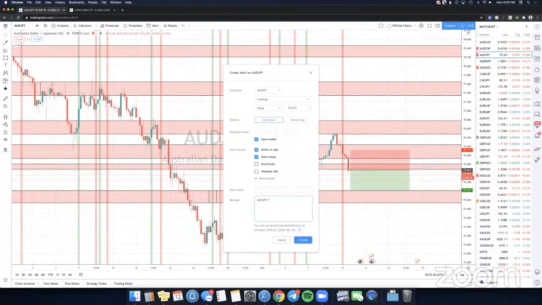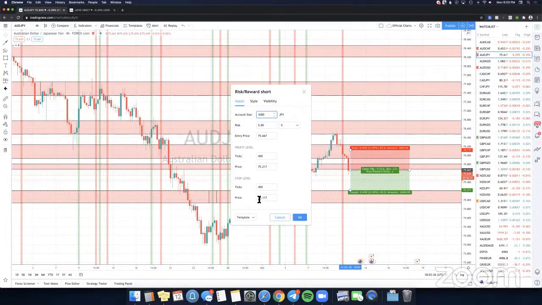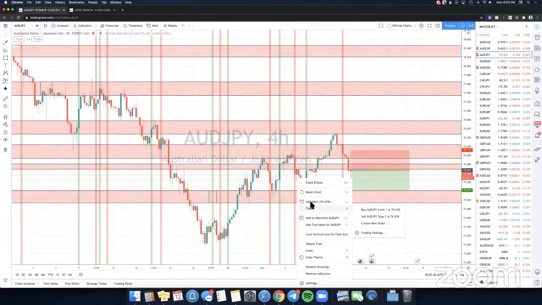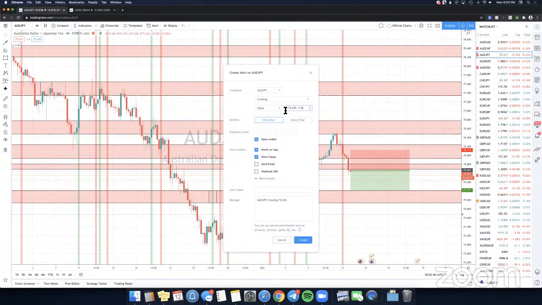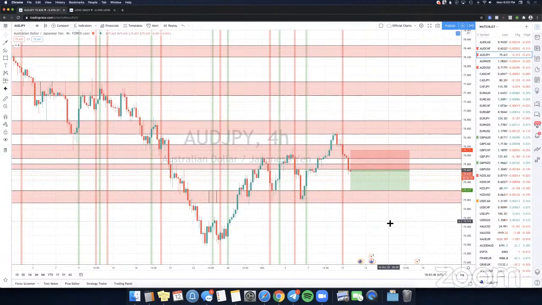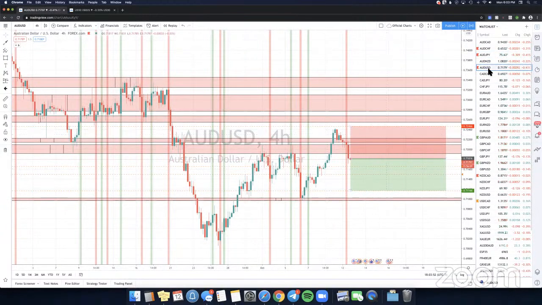TP. Perfect. Everything looks good. All right, so everything looks good. AUDJPY is coming back down. Looks like it's about to hit TP1 right now. Same with AUDUSD. So if you guys took those two trades, I mean, they're looking great.